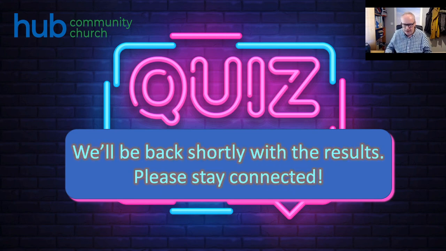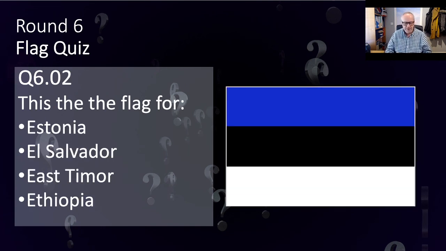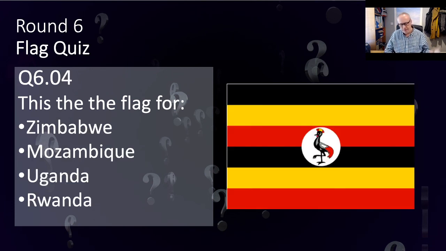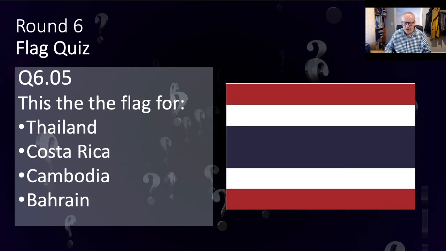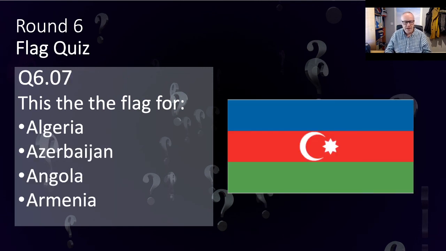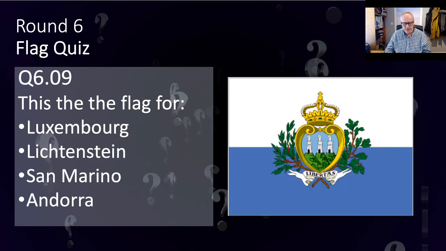And then finally on to the flags. So let's quickly get the flags up. So the first flag was Ivory Coast. The next flag was Estonia. Then we had Ecuador, followed by Uganda, followed by Thailand. Then we have the Bahamas, Azerbaijan, Slovakia, and then San Marino.